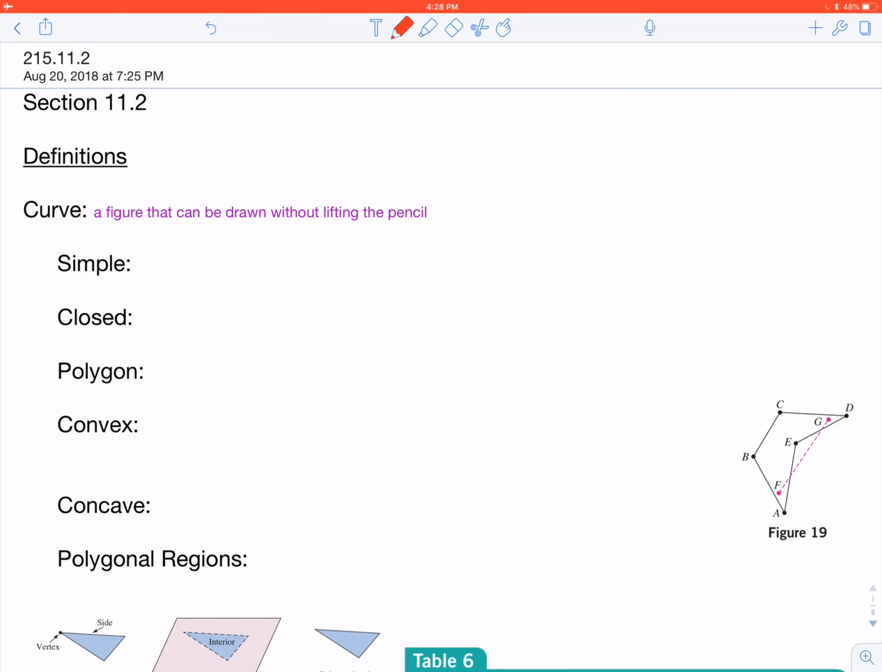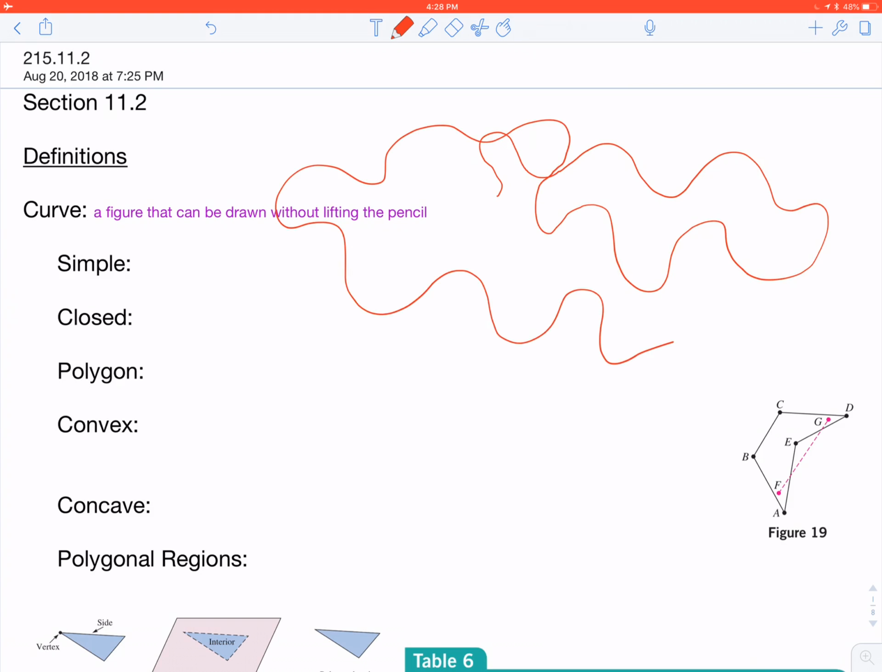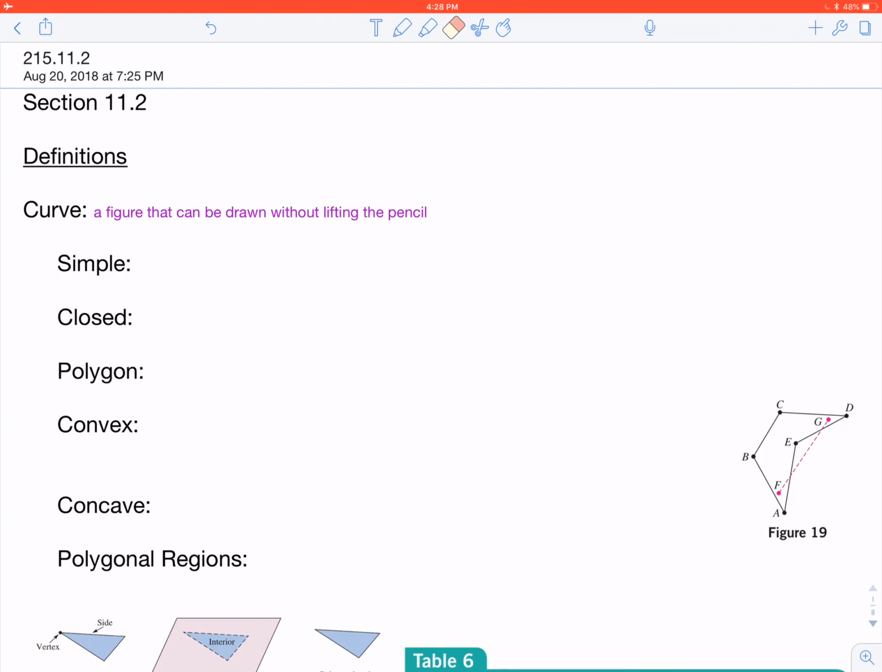So if you simply start drawing whatever you want to draw, and as long as you don't lift up your pencil, what you have drawn is a curve. So that's what you've got here, a curve. Now, everything underneath this is different types of curves.